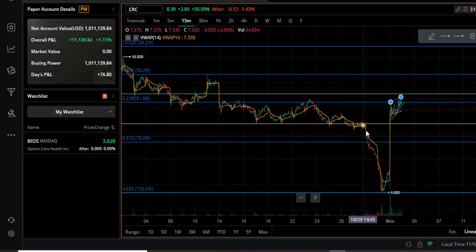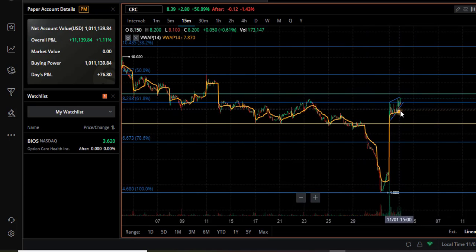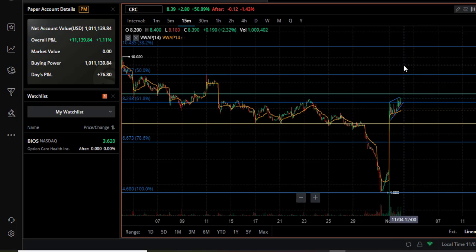I've traded this pattern quite often and I know that it usually breaks the trend line, hits here or hits here or even hits here and then bounces back. So I'll be watching this for a short and then for a long. Let's look at another stock.